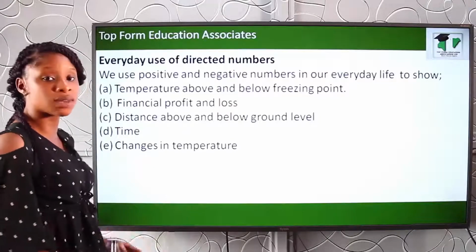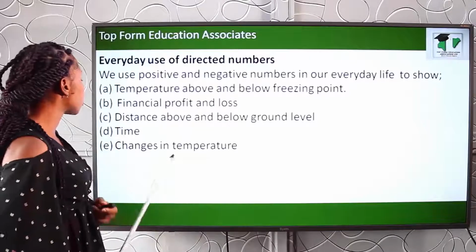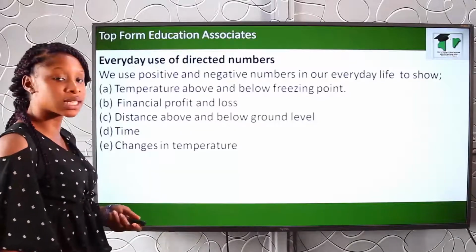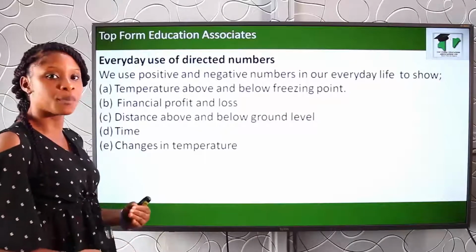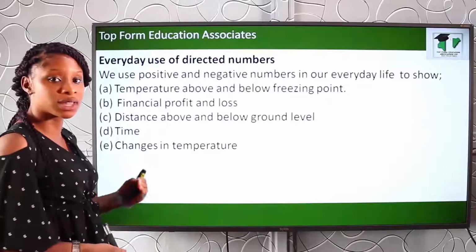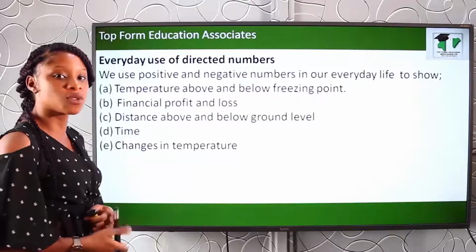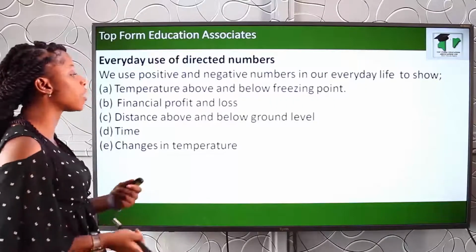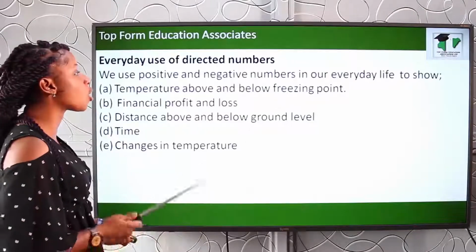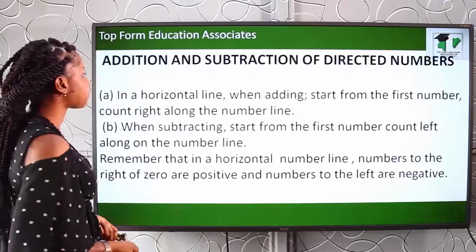We also use positive and negative numbers to show time, okay? And we use positive and negative numbers to show changes in temperature. We're talking of the thermometer. If you have a thermometer and you look at it, you will see that we have both positive and negative numbers on the thermometer. So we use directed numbers to indicate all these in our everyday life.